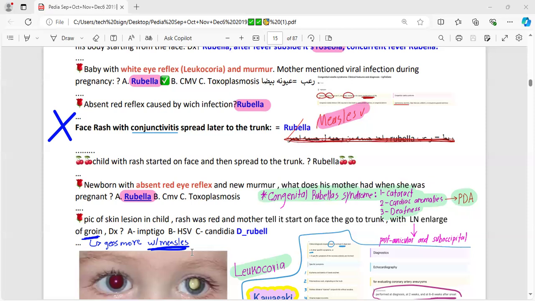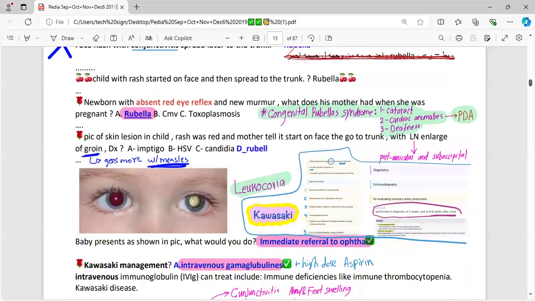Face rash with conjunctivitis, spreading later to the trunk. Yes, conjunctivitis first, initially starting from the upper part and now to the trunk. Your diagnosis would be measles, not rubella. A child with a rash that started on the face, then spread to the trunk, now without conjunctivitis, behind the ear, on the face, on the neck, especially after getting infected, the rash appears 2 to 3 weeks later, then your diagnosis would be rubella.